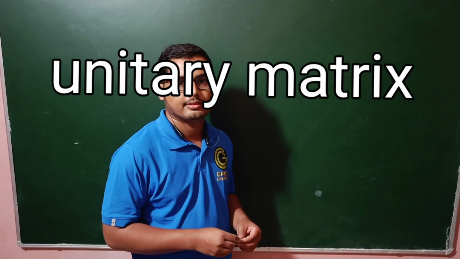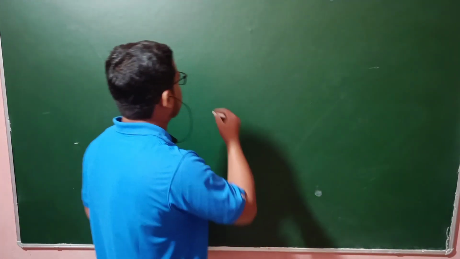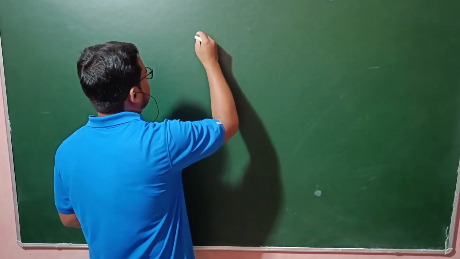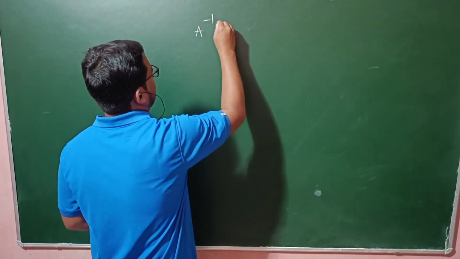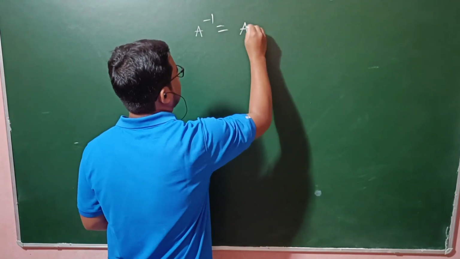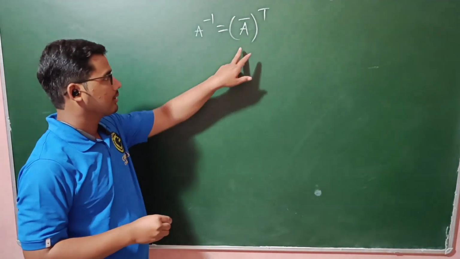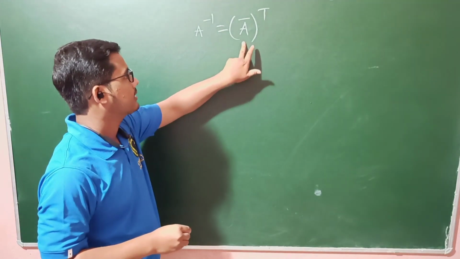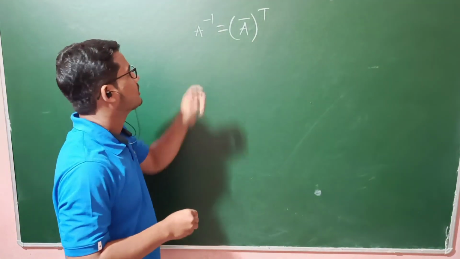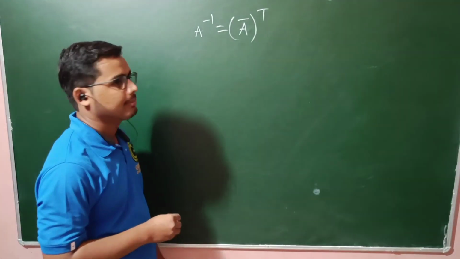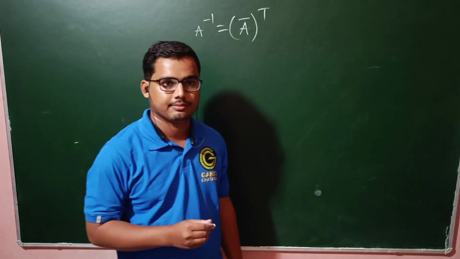Then unitary matrix. What is a unitary matrix? If A inverse is equal to the complex conjugate of this matrix and its transpose, that is equal to A inverse, then the matrix will be called a unitary matrix.